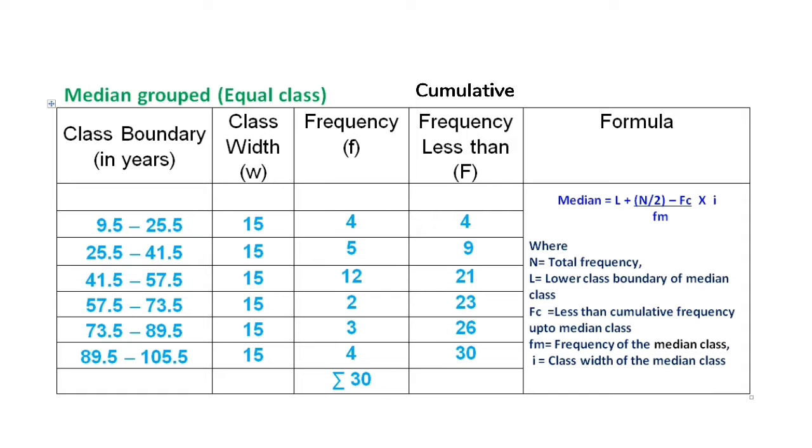The formula for calculation of median is L plus, within brackets, n divided by 2, where n is the total number of frequency, minus cumulative frequency up to the median class. This will be divided by frequency of the median class and has to be multiplied by class width of the median class, which is indicated by i.